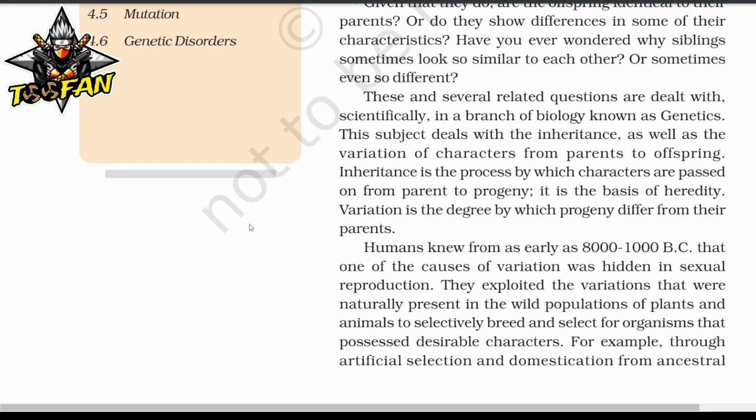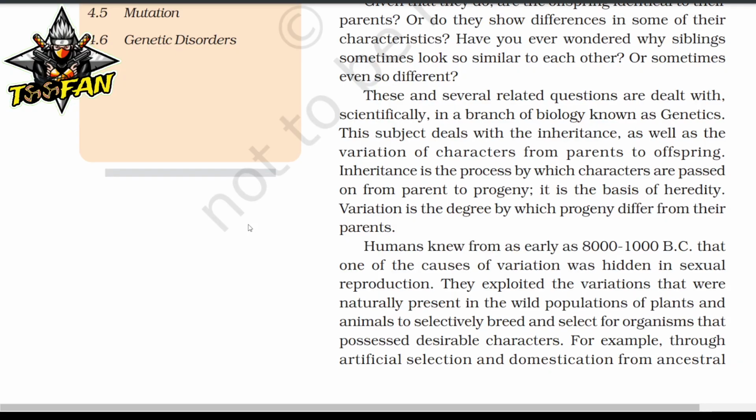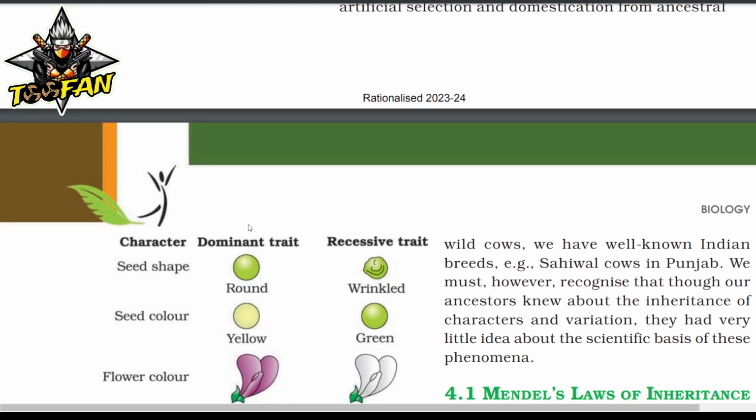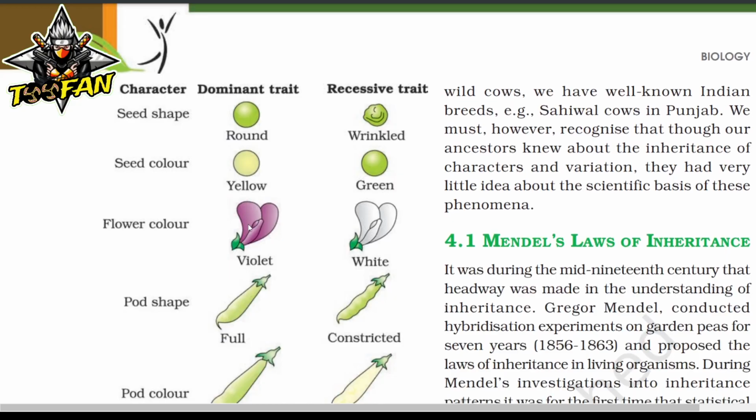Humans knew from as early as 8000 to 1000 BC that one of the causes of variation was hidden in sexual reproduction. They exploited the variation that was naturally present in wild populations of plants and animals to selectively breed and select for organisms that possessed desirable characters. For example, through artificial selection and domestication from ancestral wild cows, we have well-known Indian breeds such as Sahiwal cows in Punjab. We must, however, recognize that though our ancestors knew about the inheritance of characters and variations, they had very little idea about the scientific basis of this phenomenon.